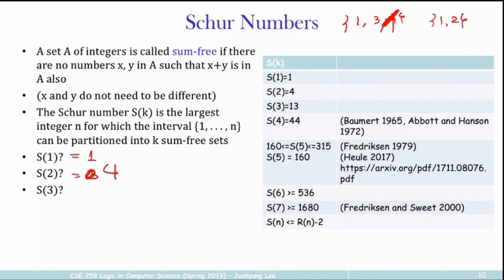Okay? So if you disagree and try to use some techniques to find out, maybe you can publish your paper. S of 7 is known to be at least 1680. That was a 2000 paper. The last one is actually the relation between Schur number and the so-called Ramsey number. There's another important number in combinatorics.